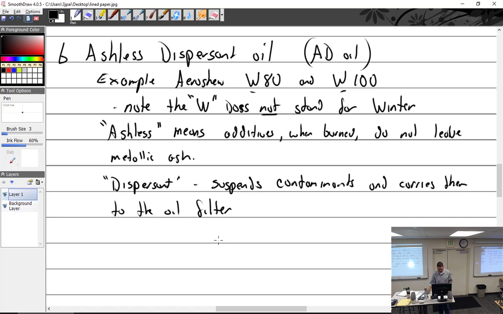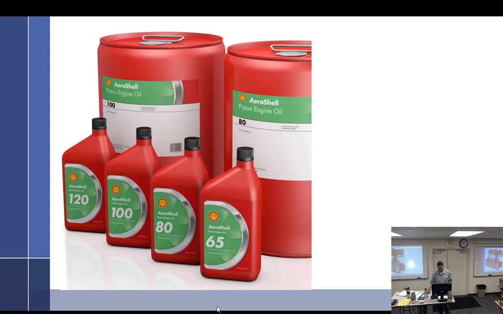All right, so let me see. Here we go. We've got our Aeroshell piston engine 180. That is just mineral oil, what we call straight mineral. You can see 65, 80, 100, and 120 weight, or you buy it in the big 5-gallon buckets. Why would I ever want to buy a big 5-gallon bucket of oil? Because aircraft use a lot of oil. Mine holds 12 quarts. Yours is 8.